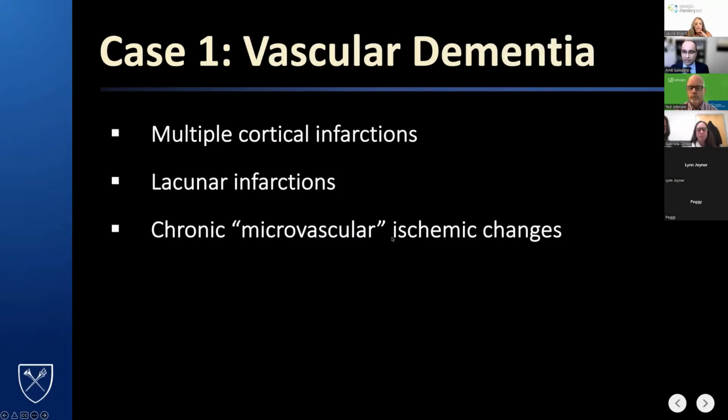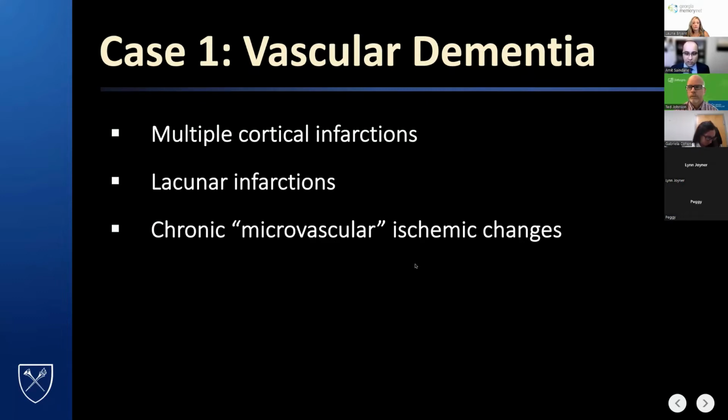And this can take various forms. It can be multiple cortical infarctions, like in patient A, a lot of lacunar infarctions, chronic microvascular ischemic changes, like the image for patient B, or a combination of these. So it is not necessarily just one form of ischemia. It may be related to embolic infarctions, maybe lacunar infarctions, chronic small vessel ischemic changes.